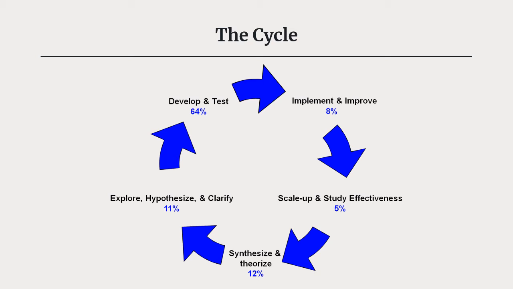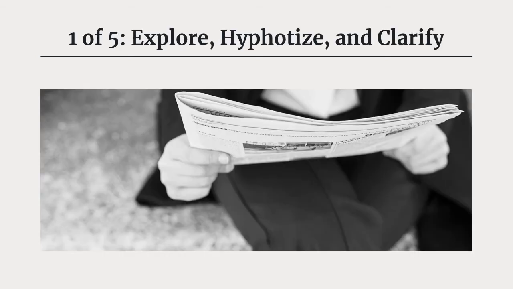There are many different research and development models to adopt, and our group decided to use this cycle, which has explore, hypothesize, and clarify, and then develop and test, implement and improve, scale up and study effectiveness, and synthesize and theorize. Now we're going to break down all of the aspects in this cycle using our example. First off, we're going to start with explore, hypothesize, and clarify.